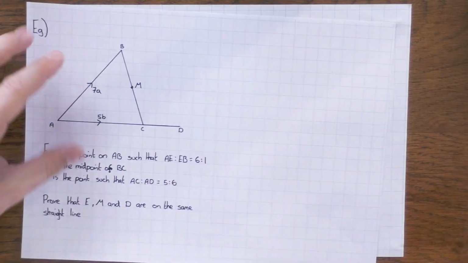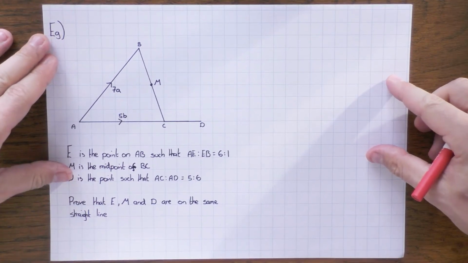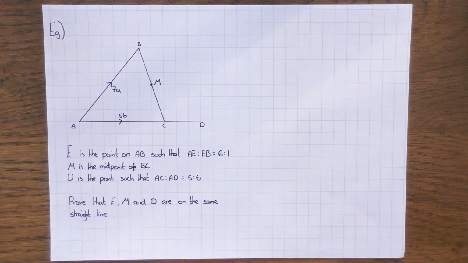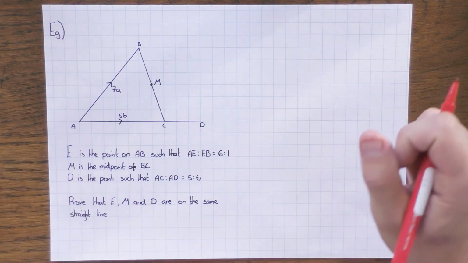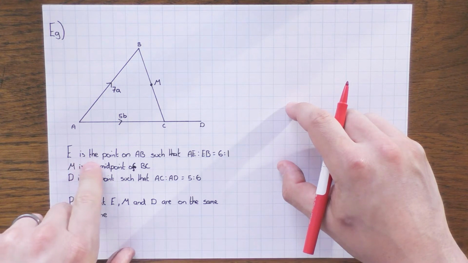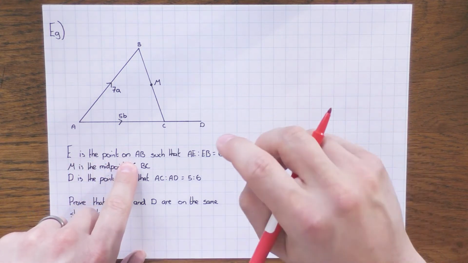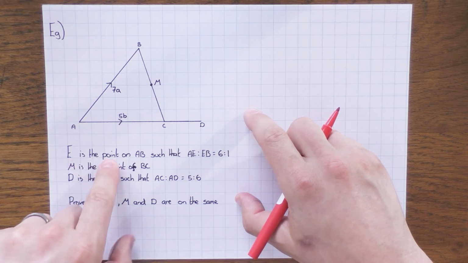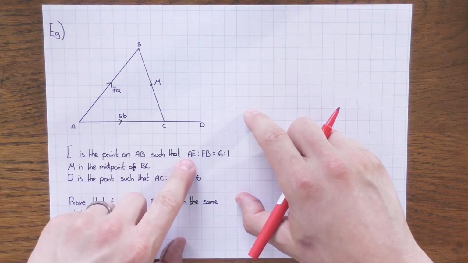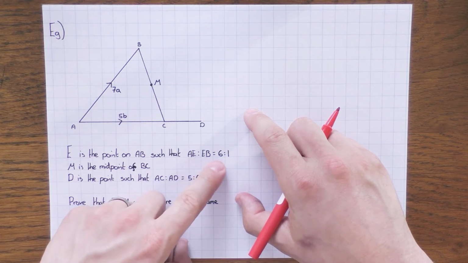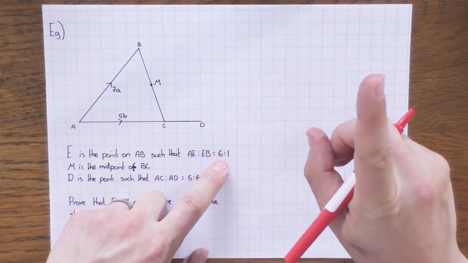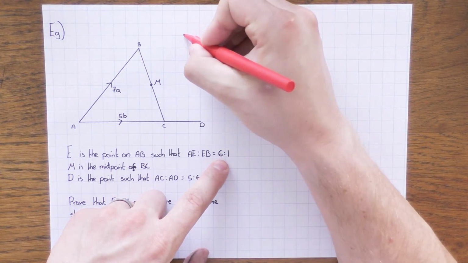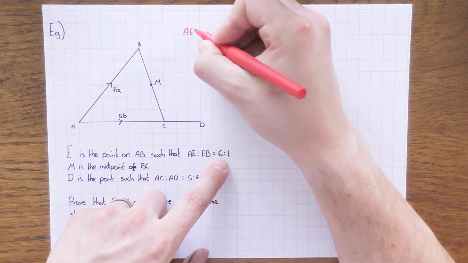Let's have a look at some straight lines then. So essentially it's the same concept. We still prove that 2 lines are parallel, but we just also show that they've got the same point. So let's have a look at this example here. E is the point on AB such that A to E and E to B is in the ratio of 6 to 1. So there's that ratio again. So I'm going to come up here and just do a very mini table.